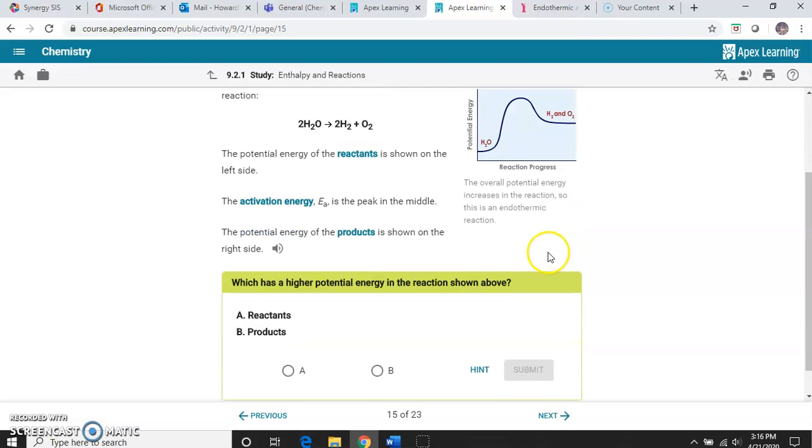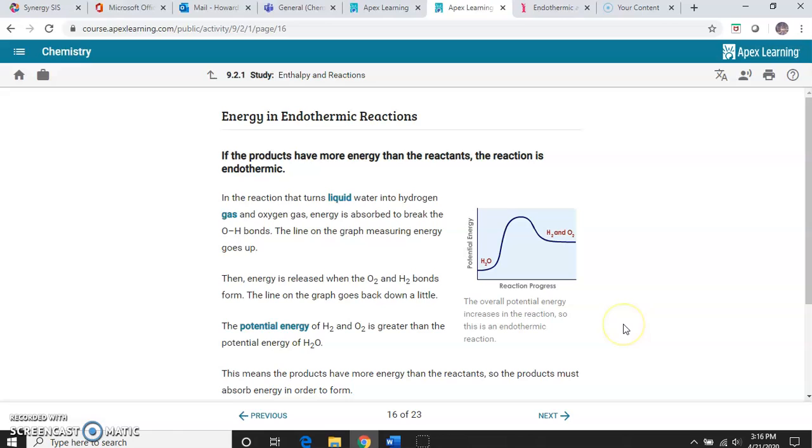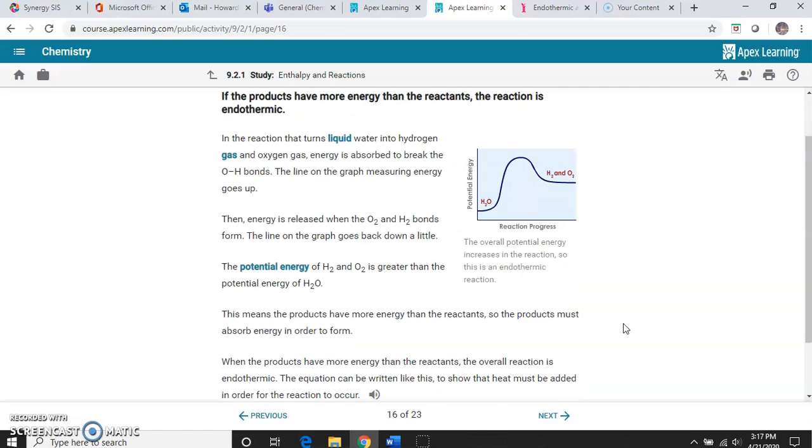So, which one has the higher potential energy? Is it the reactants on this side or the product on that side? Which one's higher? You just look for, okay, well, if I'm measuring, this is higher on the graph than that one, so it's going to be product. That's all you've got to do. So I like looking at the graph, it's a little bit more visual.